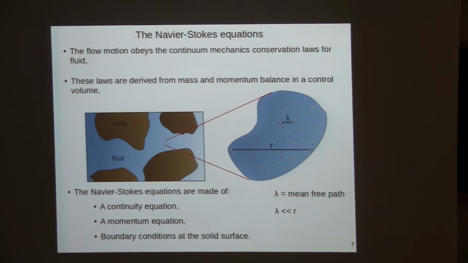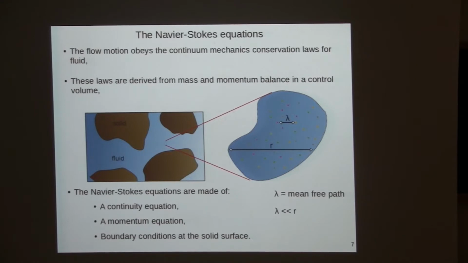Yeah, so I was saying all this flow motion obeys the continuum mechanics conservation law for fluid. These laws are derived from mass and momentum balance in a control volume. So here, basically, you have your solid, you have the fluid, and we take a small control volume in the fluid, and we will do this mass and momentum balance in this control volume.